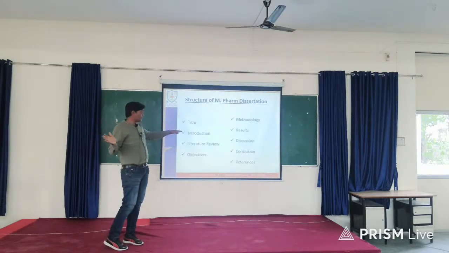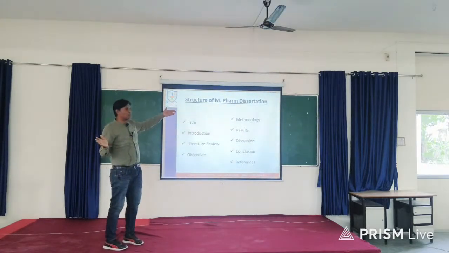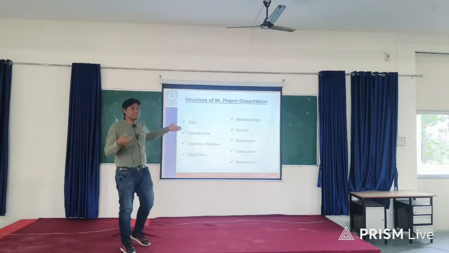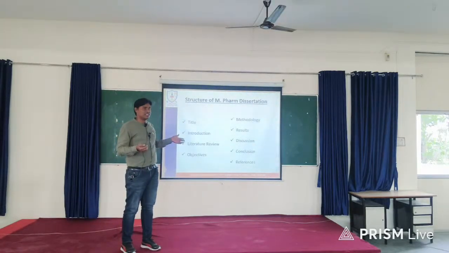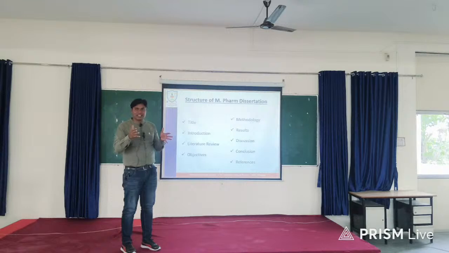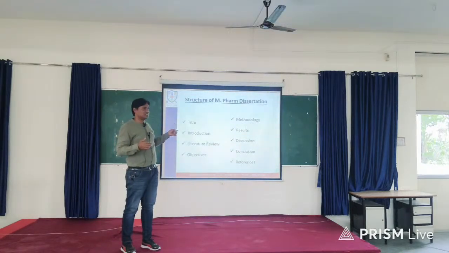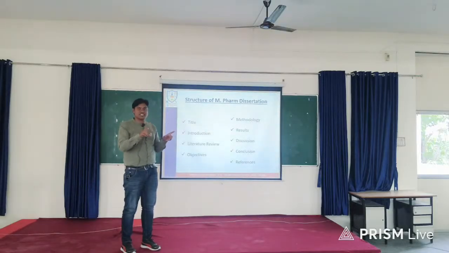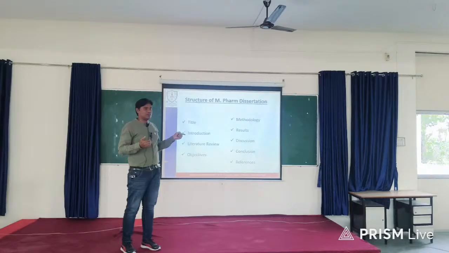Next, results. Once you carry out your methods, you will get some results, some data. Once you get the data, you arrange them in a logical manner. When you arrange them in a logical manner, that is called discussion. And after discussion, you interpret your results. After interpreting and interconnecting your results, you will get some conclusions. That is the final ending of your particular research project.